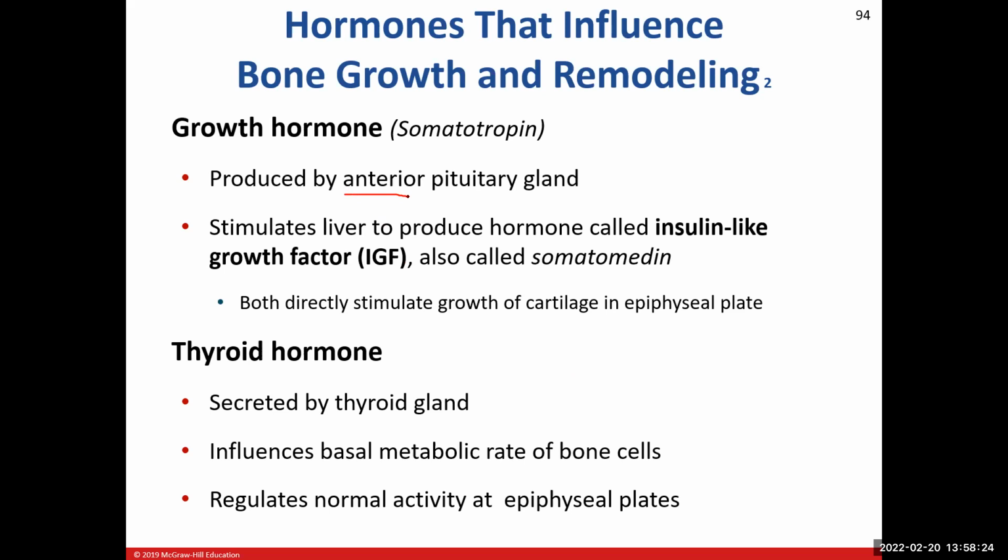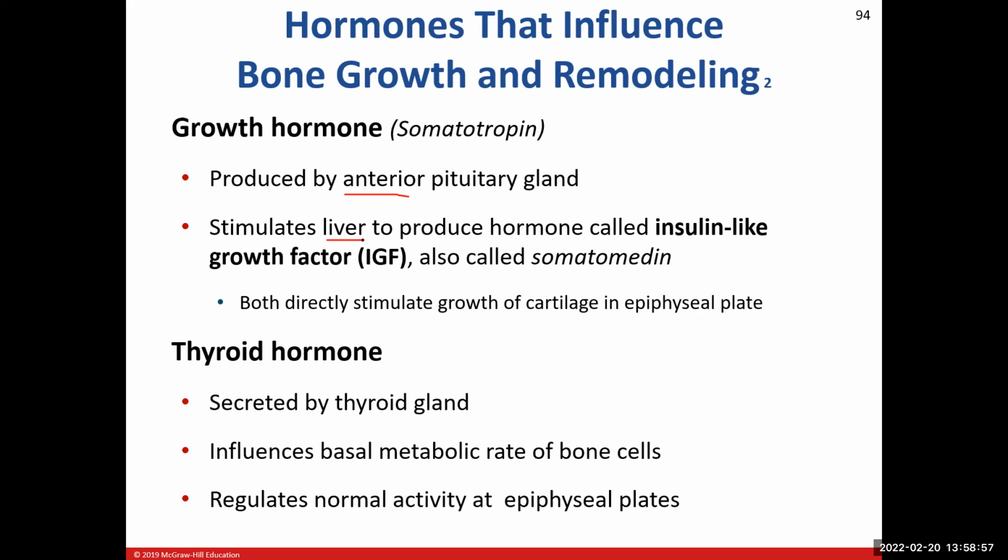The pituitary gland has two parts, the anterior pituitary and the posterior pituitary. Anterior pituitary gland is also known as the adenohypophysis. The posterior pituitary is also known as the neurohypophysis. So growth hormone is going to be released by the anterior pituitary into your bloodstream. It's going to travel throughout the body. And on one of its journeys, it's going to stop by the liver. And it's going to stimulate the liver to make its own hormone called insulin-like growth factor, or IGF.